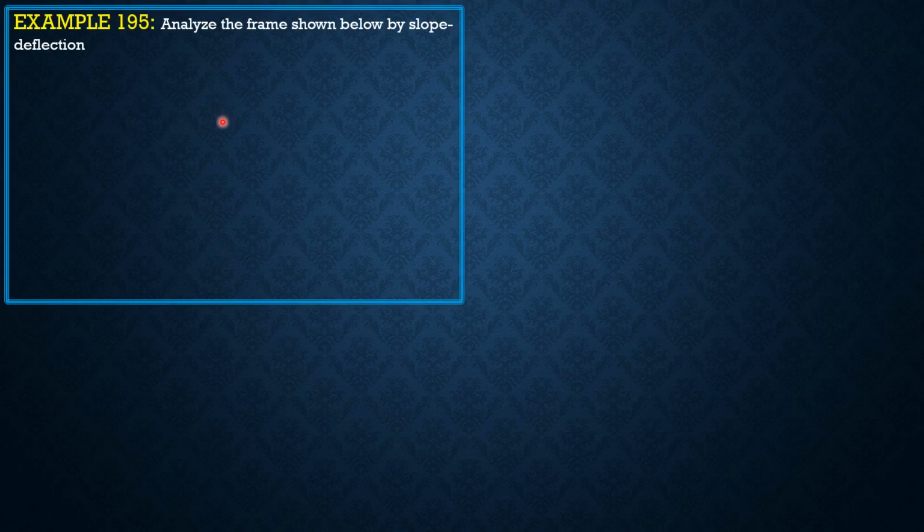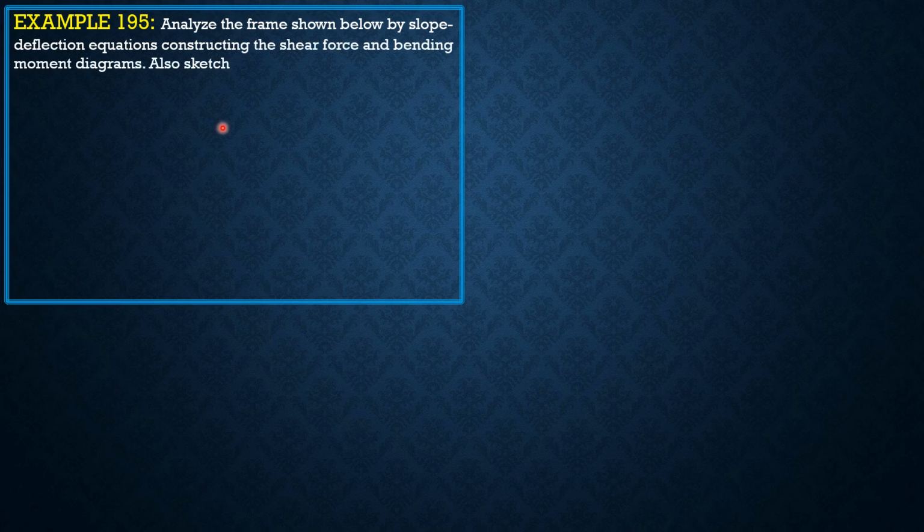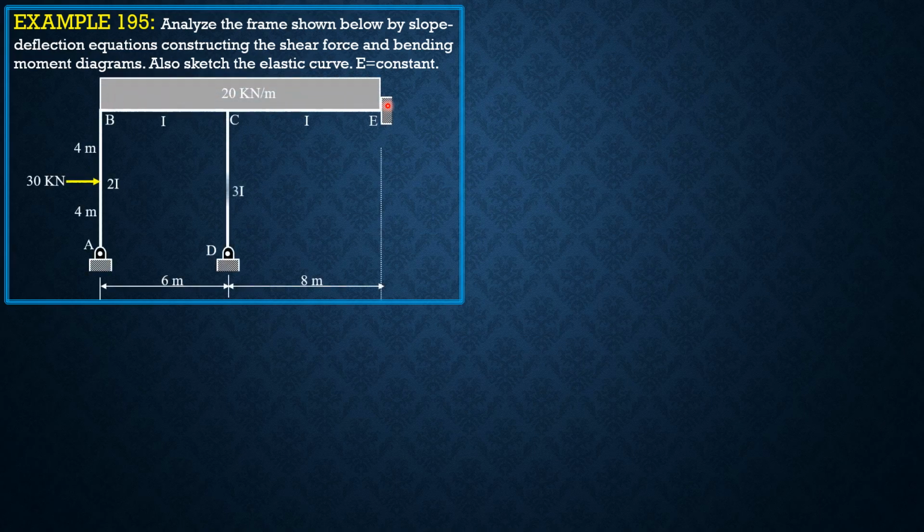Analyze the frame shown below by slope deflection equations, constructing the shear force and bending moment diagrams, then also sketch the elastic curve. E is constant for this situation because we have members with different moment of inertia.